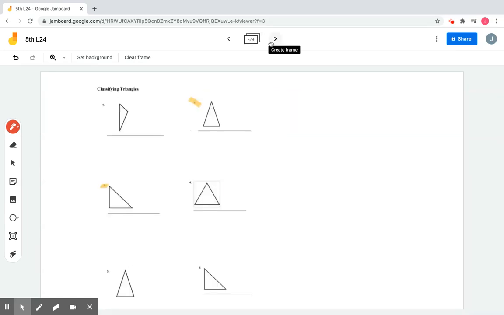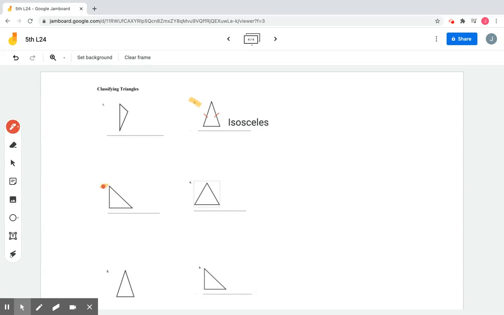And the last one is classifying triangles. So we're going to work on number 2 and 3. Let's look at number 2. We can see that these two sides are the same, right? These two sides have the same length. So this will be an isosceles triangle because we have two sides of the same length and one side of different length.